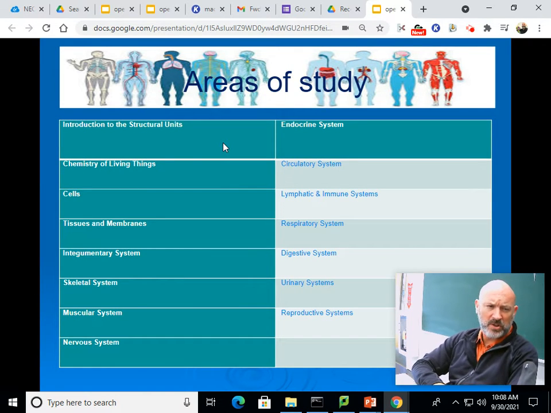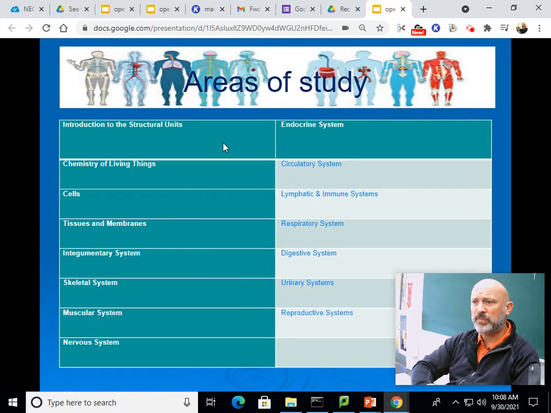This is just a quick look at the units that we're going to be studying. We did the introduction to structural units already, where we talked about the directional terms. We looked at body cavities. We looked at body planes. Now we're moving on to the chemistry of living things.